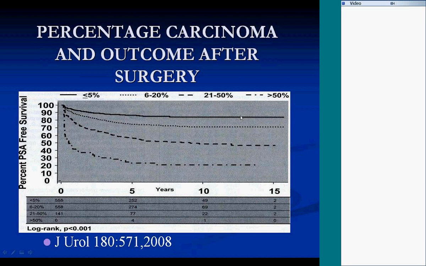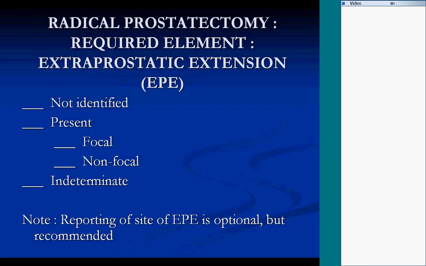So here's less than 5%. Patients do pretty well, but once you've got greater than 50% gland involvement, patients do more poorly. And this was actually significant in multivariate analysis and was significant irrespective of stage. So it was still significant in the presence of someone with vesical invasion and for patients with organ-confined disease.